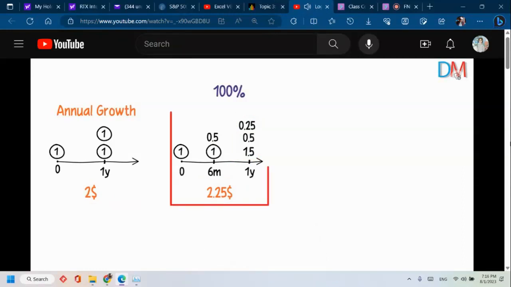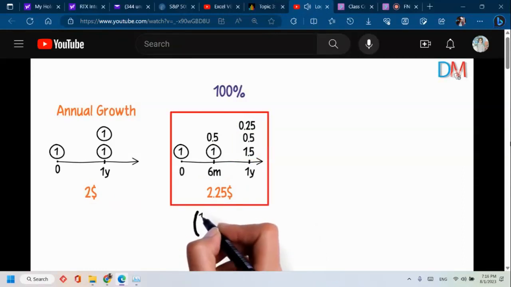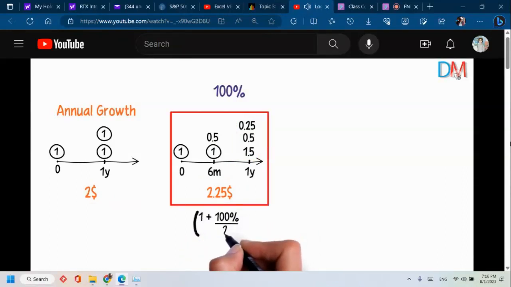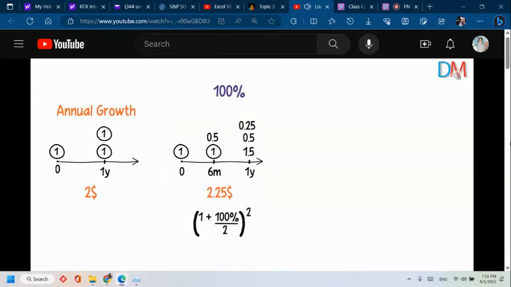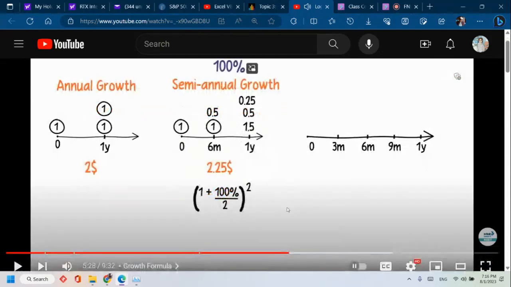If we want to understand this using a formula, it would be 1 plus 100% over 2, the whole squared. We had half the growth rate over 2 time periods. This is also referred to as semi-annual growth. Let's push ourselves further. What if we had 4 equal time periods in a year? So this is basically the concept of m, right? Compounding period per year, right? Compounding frequency per year, right?